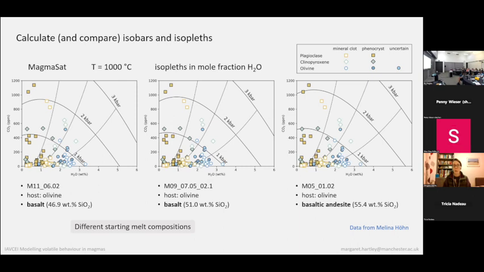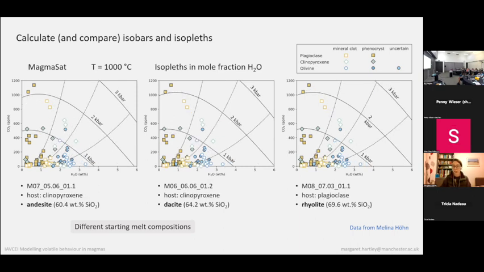So here we've got two basalts and a basaltic andesite. And in the next slide, we've got an andesite, a dacite, and a rhyolite. And the only thing that's changing here is the starting melt composition. Everything else is the same.